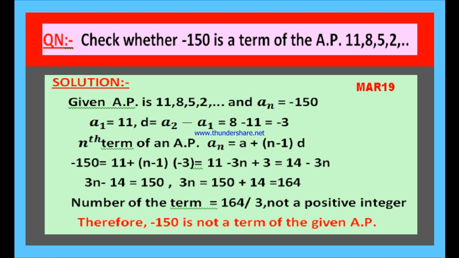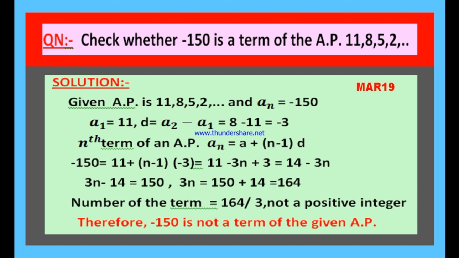1 plus 6 is 7. 7 plus 4 is 11. The sum of the digits is 11. 11 is not divisible by 3. Therefore 164 is not divisible by 3. Since it is not divisible, we may not get a positive integer. Since it is not a positive integer, minus 150 is not a term of the arithmetic progression.